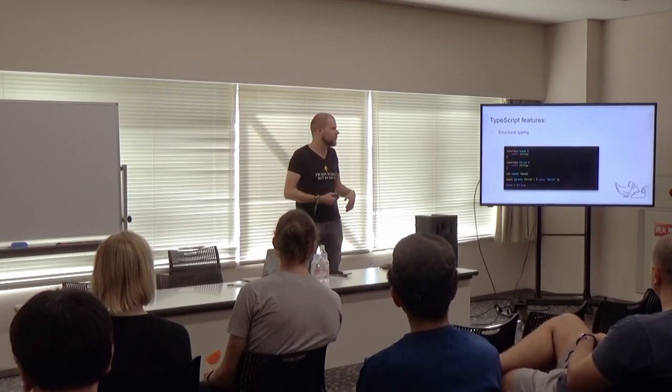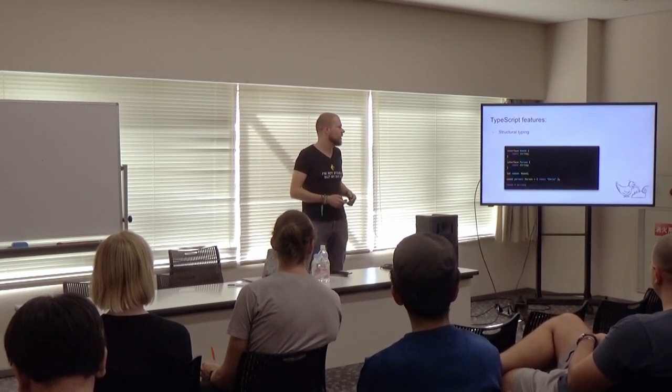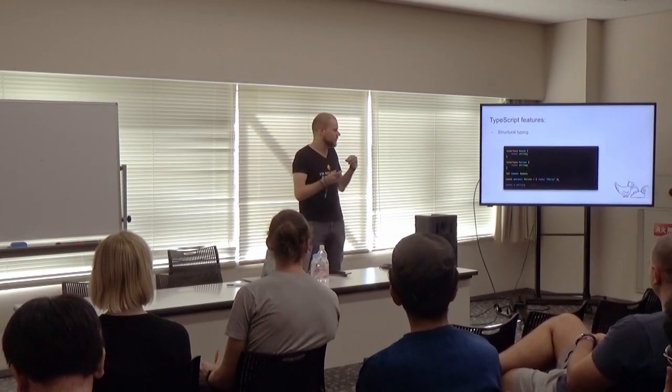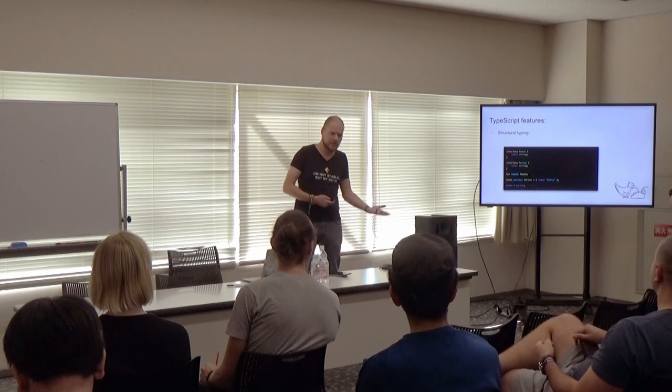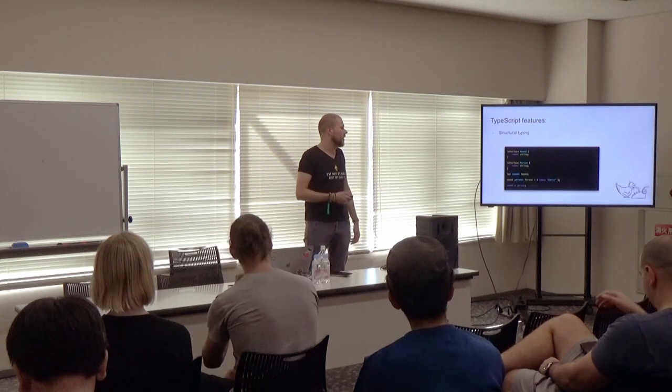So imagine you have two types, interface Name and interface Person, each with a name property of a string type. And in TypeScript, these types are interchangeable, so you can assign one to another. This is totally unexpected for a Java programmer, who has nominal typing. So this is totally doable in TypeScript, but it's not possible in classical OOP languages.